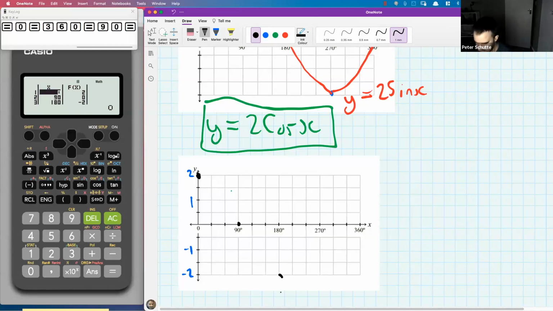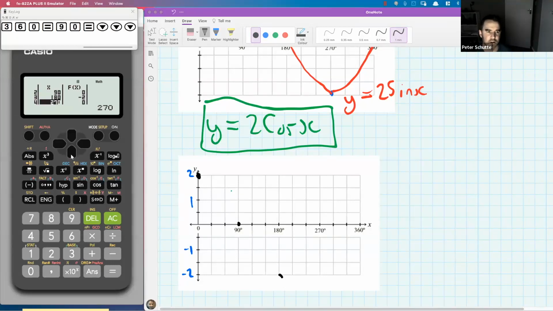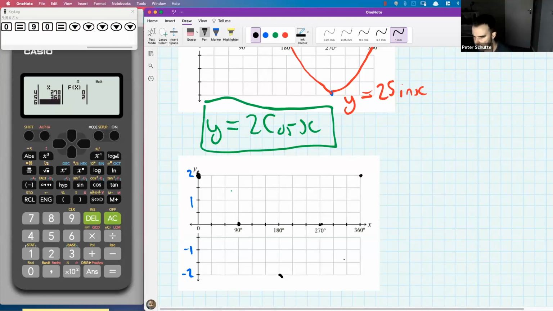So 180, -2 is down here. And then I need to go further down. I hit the down arrow. I do 270, 0. And then what is after that? I get 360, 2, which is up here. Okay, I'm going to do another one in a moment, everyone, so don't worry.